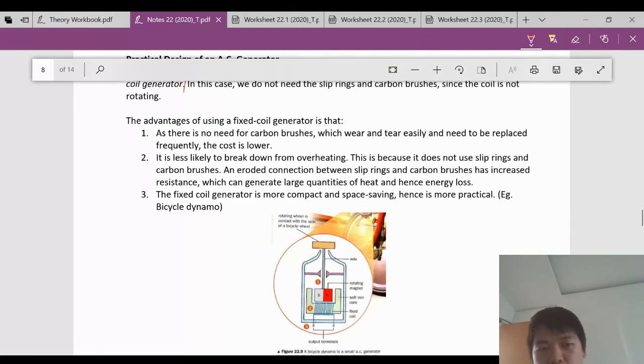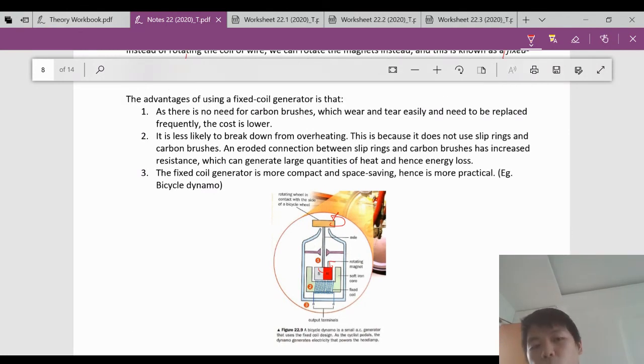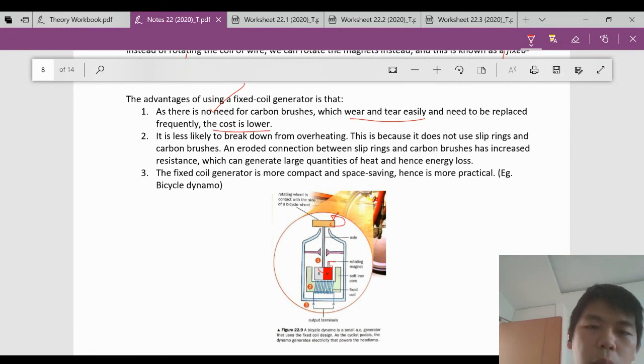Okay. So how is it like? Example, in your bicycle dynamo, what we have is a magnet that is rotating. So this thing will spin. Your magnet will turn. We keep the coil fixed. Okay, so you don't need slip rings, you don't need carbon brushes. What is the advantage? There is no need for carbon brushes. These carbon brushes will have wear and tear and then need to be replaced. As such, it's cheaper. So if you don't need carbon brushes, it's cheaper.